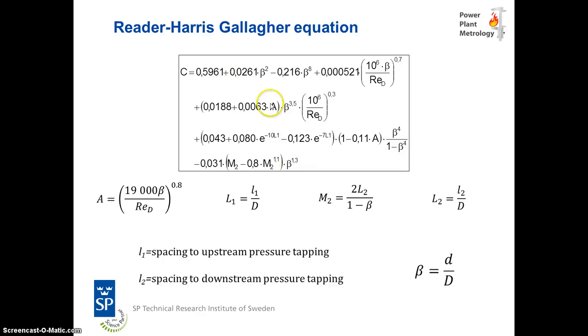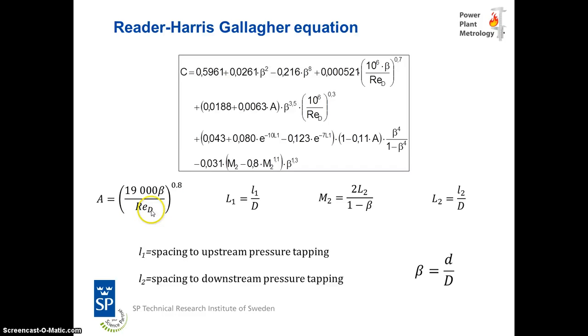And then you have this factor A as well that depends on the Reynolds number and the diameter ratio. So it's a kind of complicated expression. But if you have the Reynolds number, all the rest is just geometrical factors. You have the ratio of the diameters, and the spacing between the upstream and downstream pressure tappings comes into the rest. That's just geometrical factors, and then it's just some constants and calculate.